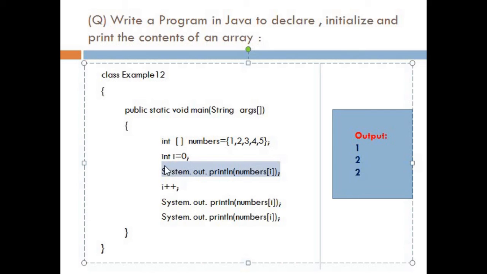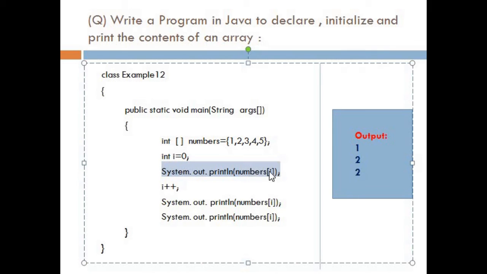This statement uses the Java predefined class called System, and using this Java library class, it is creating an object called out, and with the help of this object called out, it is invoking or calling the method called println. And this method called println shall display the content of the array variable numbers at the index i on the standard output device. By default our standard output device is the monitor, so we are going to display the content of the array variable numbers at the index i on the monitor.